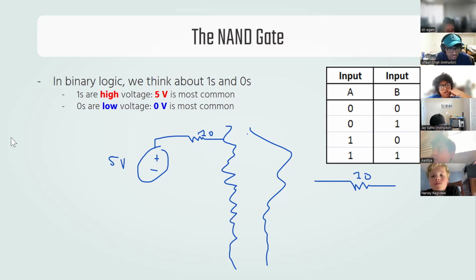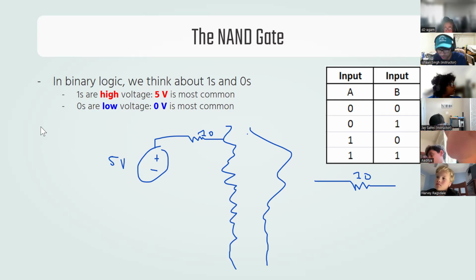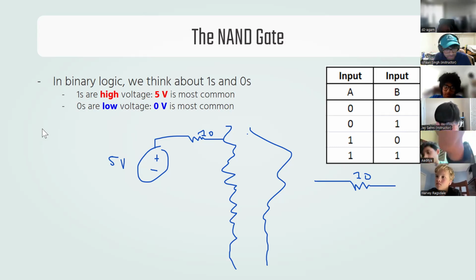Okay. Well, voltage is infinite. Remember, voltage is not power. Voltage is just the potential to do work. That's why we call it potential.